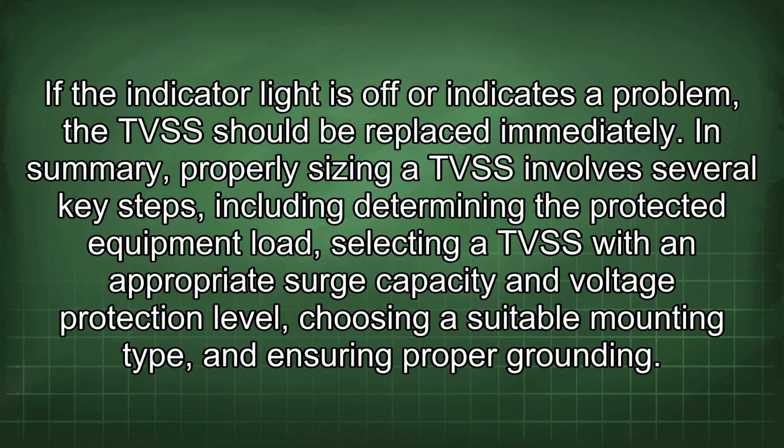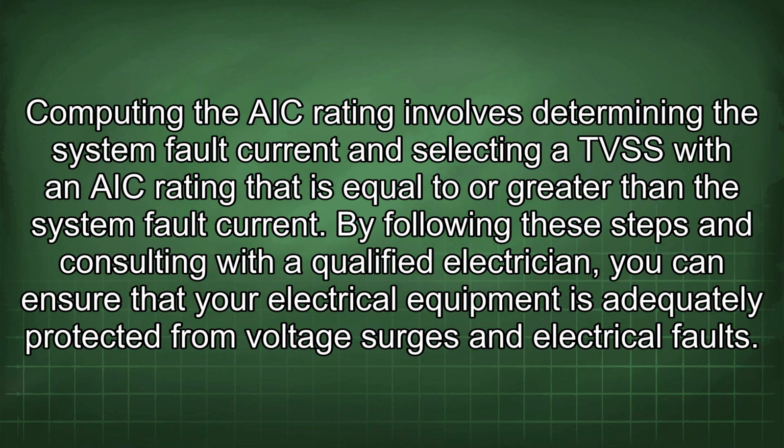In summary, properly sizing a TVSS involves several key steps, including determining the protected equipment load, selecting a TVSS with an appropriate surge capacity and voltage protection level, choosing a suitable mounting type, and ensuring proper grounding. Computing the AIC rating involves determining the system fault current and selecting a TVSS with an AIC rating that is equal to or greater than the system fault current. By following these steps and consulting with a qualified electrician, you can ensure that your electrical equipment is adequately protected from voltage surges and electrical faults.